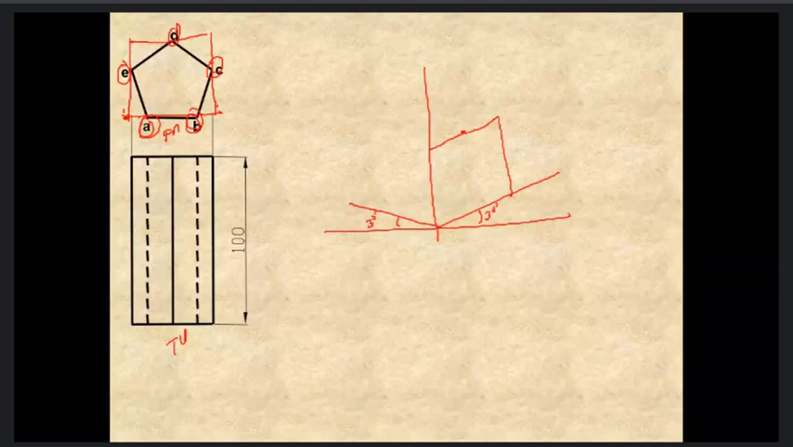So it will not be 50, it will be less than 50. Here I want to show it will be less than 50. It will not be 50 over here. It will be somewhat less than 50.